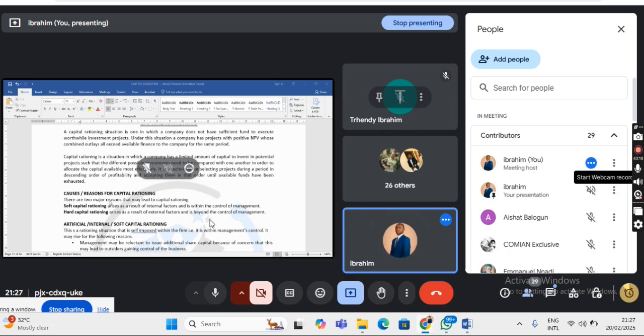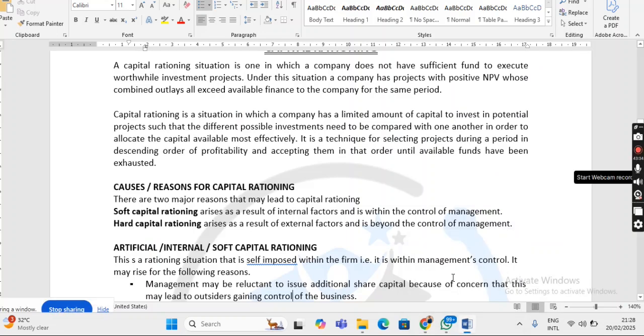Okay, so we have the causes of capital rationing, right? They are soft capital rationing and hard capital rationing. Soft capital rationing is caused by internal factors, right? Hard capital rationing arises as a result of external factors and is beyond the control of management.